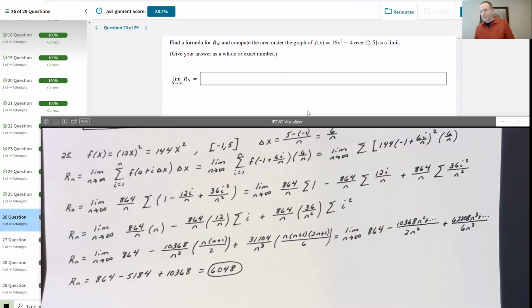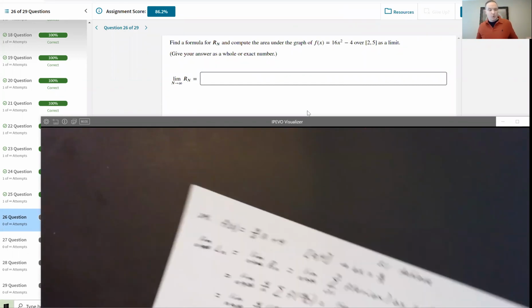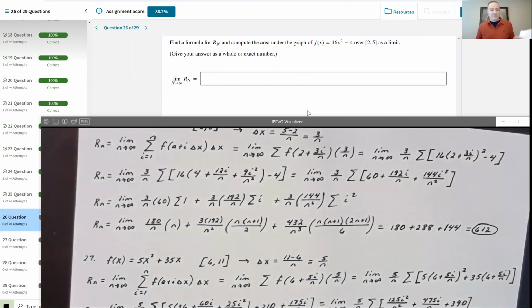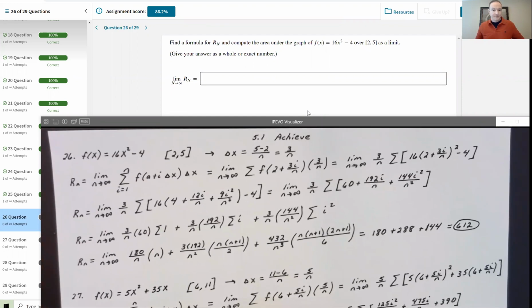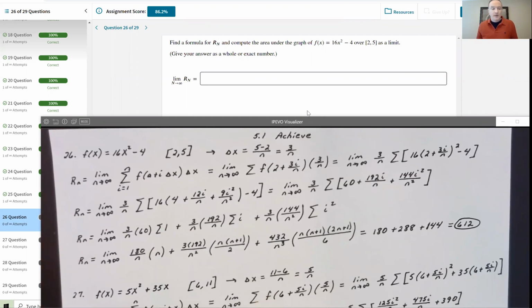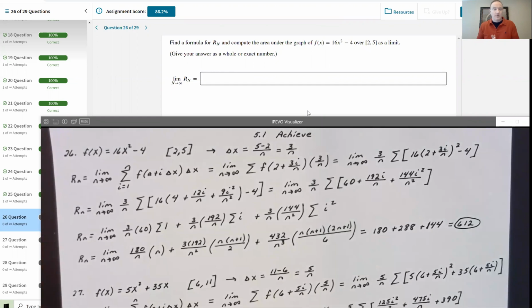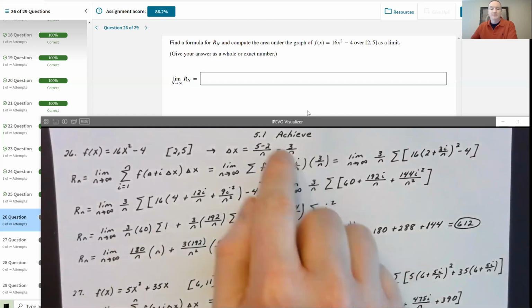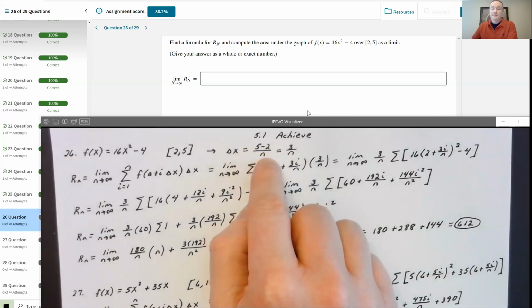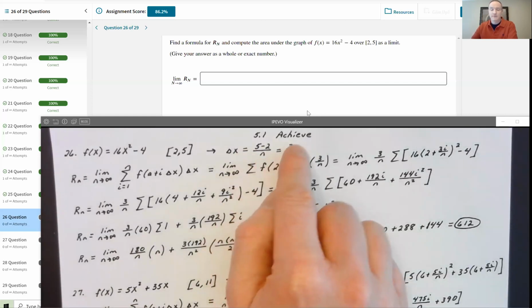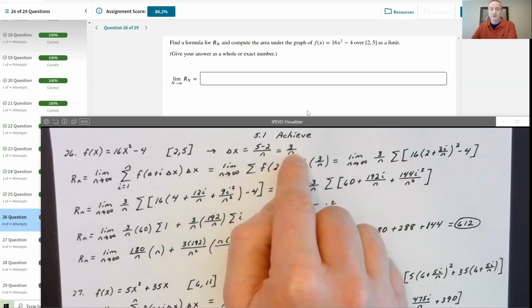Moving on. So that was 25, now 26 here. It's a similar problem. We still have an x squared term in there, 16x squared minus 4. This time we're looking at finding the area between 2 and 5. So again, I find my delta x, b minus a over n, becomes 5 minus 2 over n for a delta x of 3 over n.